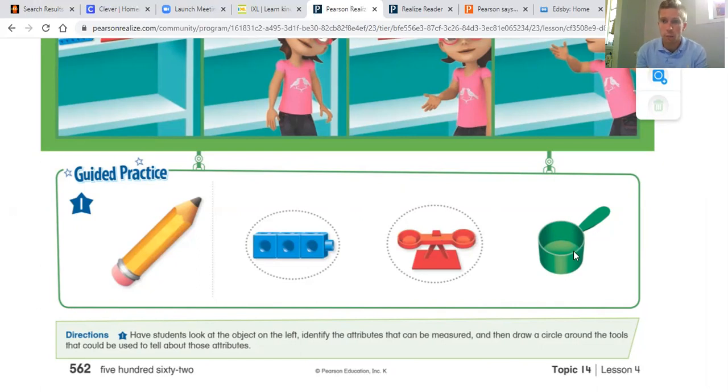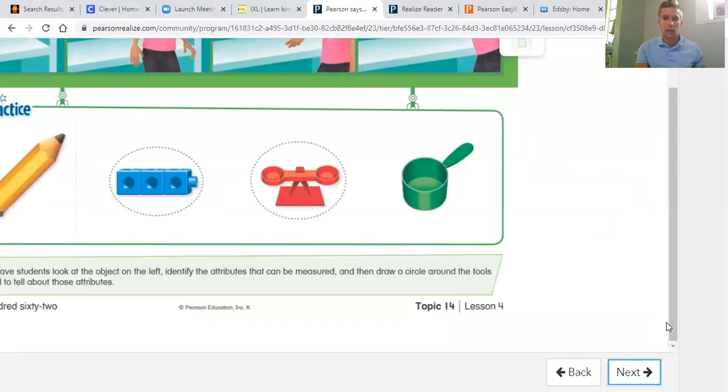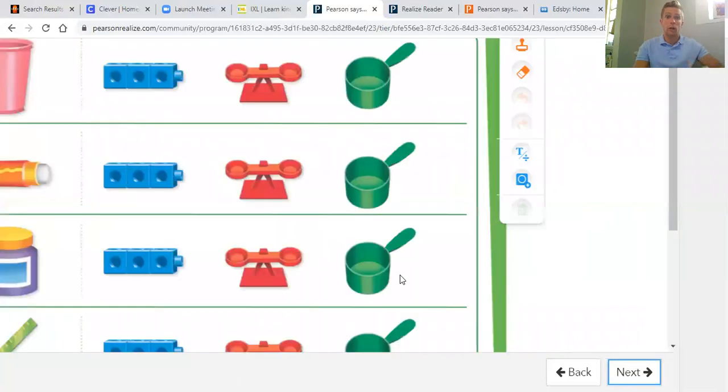And can we measure the capacity? No, we can't. So it's not circled. We can't measure the capacity. There's nothing to pour into the measuring cup. All right, so that's just your first problem that they do for you. We're going to turn the page and we're going to do a bunch on our own here, all right?